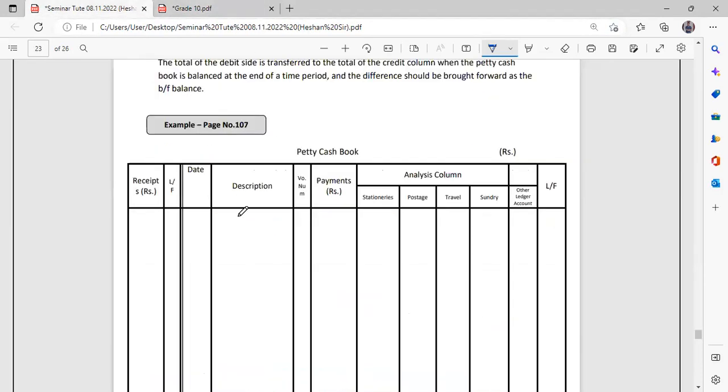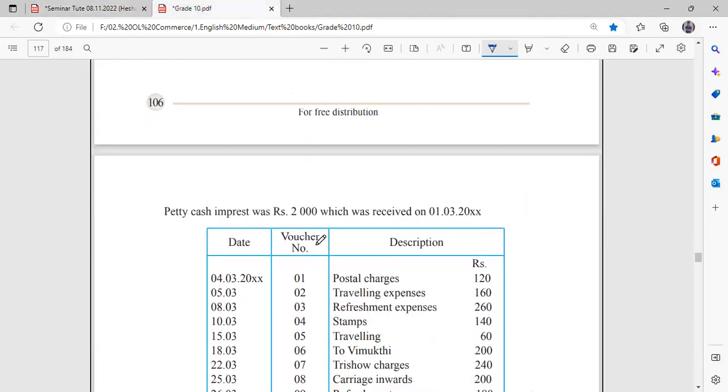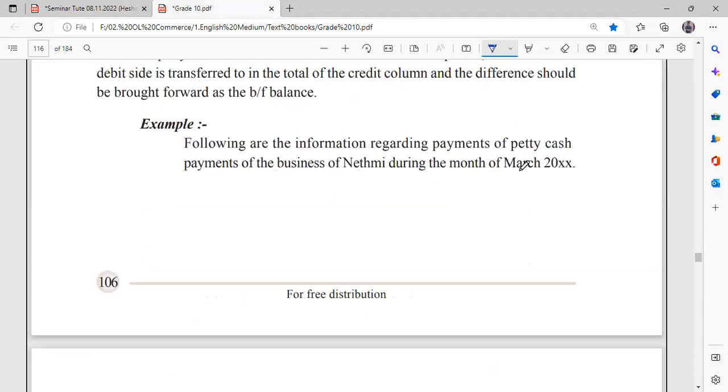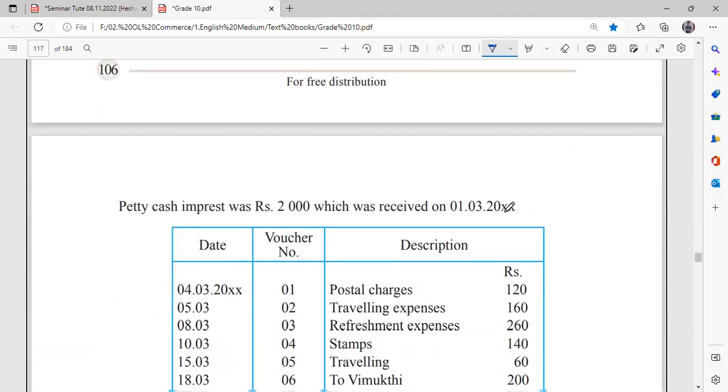Example in page number 106 and 107, right? So this is the petty cash transaction during March, right? The following is the information regarding the petty cash payments of the business of Netumini during the month of March 2022. Petty cash imprest was 2000, which was received on 1st March 2022.